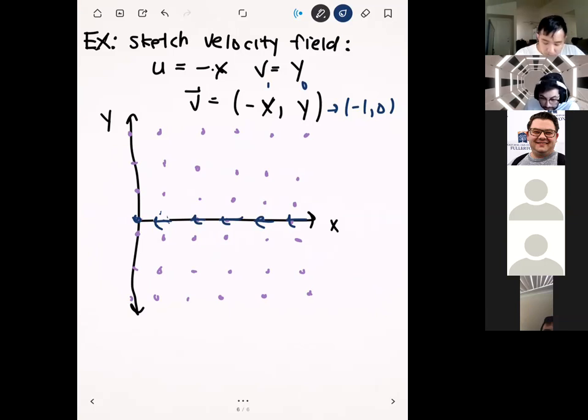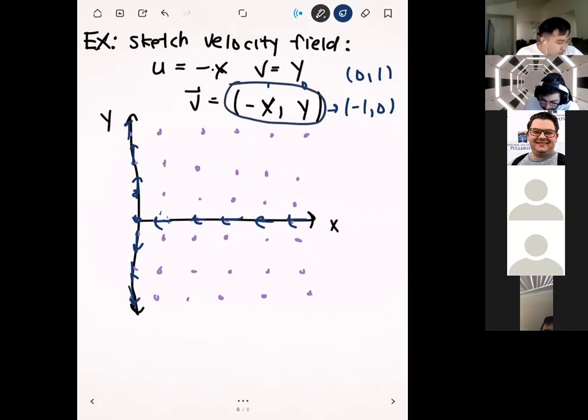Okay. So now let's plug in values on the y-axis. If we plug in this point right here, which has the coordinates 0, 1, we have a vector of 0, 1 like that, and so that's going to be an up arrow, up arrow, up arrow. And then similarly below the y-axis, we're going to have down arrows like that. To find out all the other locations, all you have to do is plug the coordinates into this formula right here.